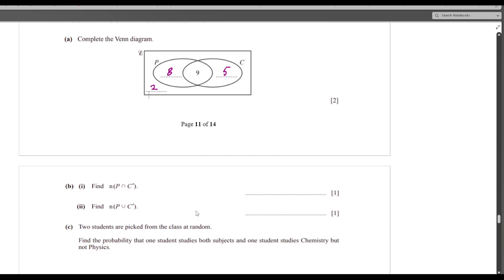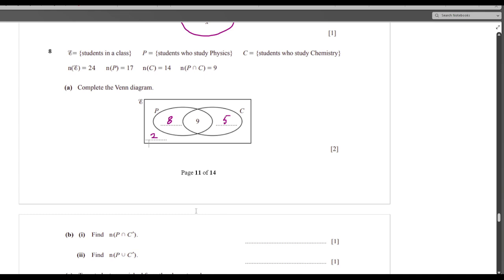Next, I have to find number of P intersection C complement. Now C complement. So you should ignore this C and you have to see what is common in P and C complement. So in P you will find 8 and 9. In C complement you will find this 8 and 2. So your common is 8. Then you have to take the union of P union C complement. Now in union, I should take everything which is in P and C complement, but I have to consider the common term only once.